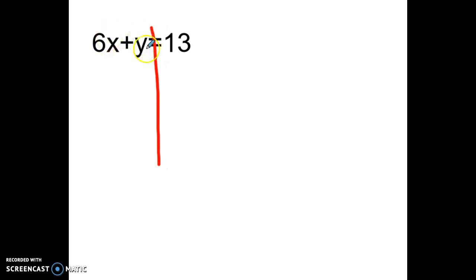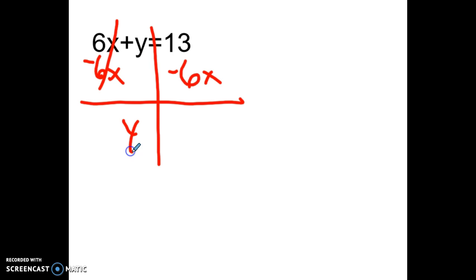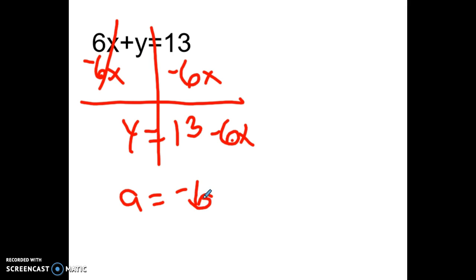Again, y is not by itself. I do need to get y by itself, so that means I need to cancel out this 6x. This is a positive 6x. To cancel out a positive number, I need to subtract. So I'm going to subtract 6x here, have that cancel out, subtract 6x here. Then I'm left with y equals 13 minus 6x. My slope is always attached to my x, and that's negative 6. And my y-intercept is 13. And again, that was similar to number 3.